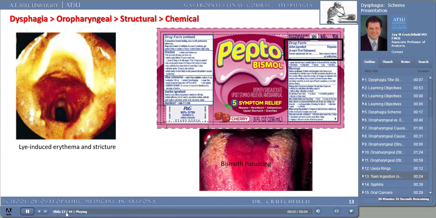Here's some more examples. These are chemical burns to the upper airway and tongue. The picture on the left shows lye-induced erythema and a stricture. You can see the vocal cords just below the vallecula. And on the right, we see someone who has bismuth poisoning. Bismuth is a compound found in Pepto-Bismol, but I don't think that's why this patient was poisoned with bismuth.